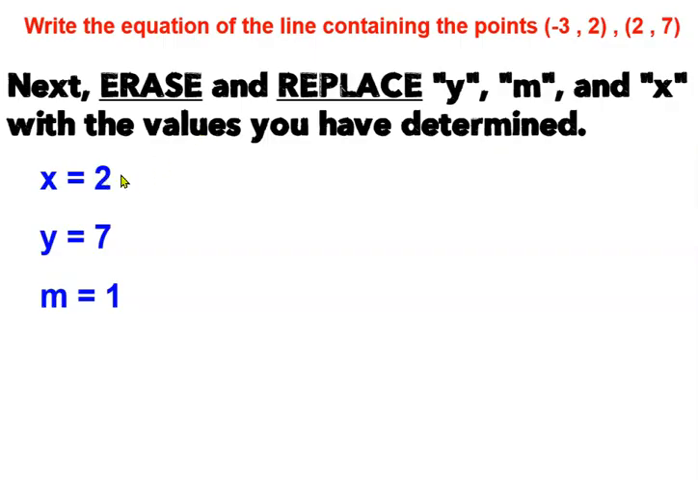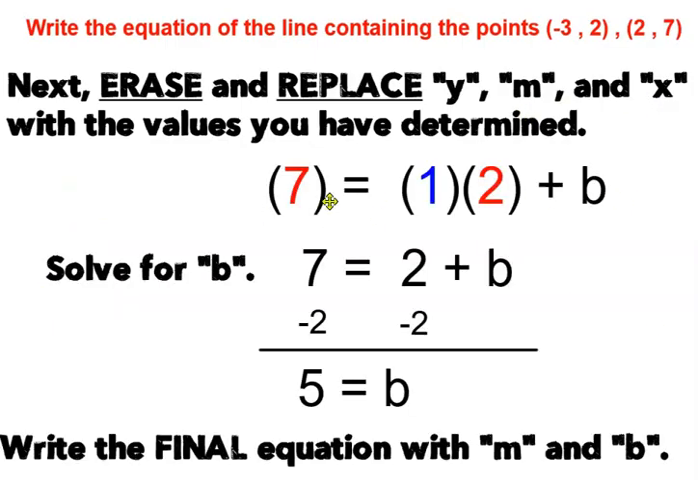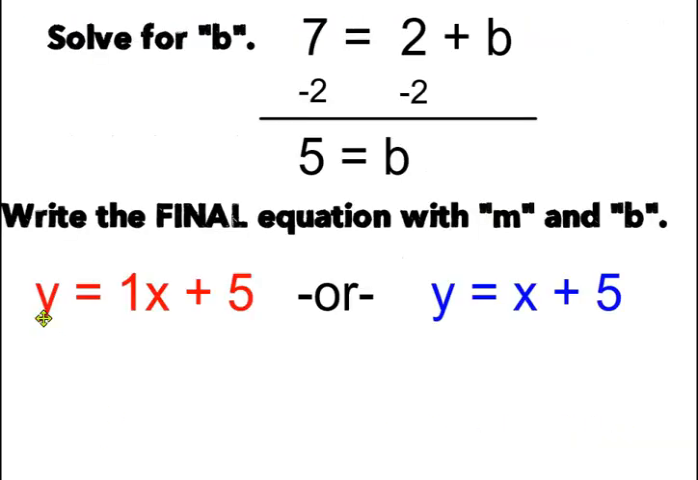So again, my x value is 2, my y value is 7, and my slope that I calculated before is 1. I'm going to erase and replace the 3 letters in the slope-intercept formula with those values. Once I substitute them in, I'm going to compute 1 times 2, and then I'm going to solve for b. Once I solve for b, I now can write the final equation using 1 for m and 5 for b. That would give us the equation y equals 1x plus 5.